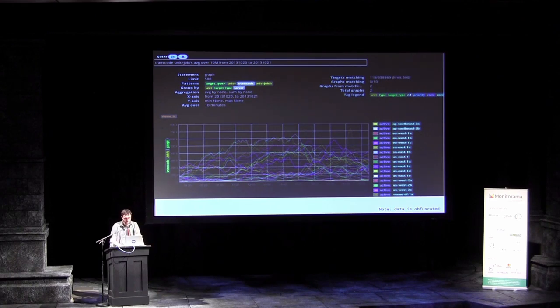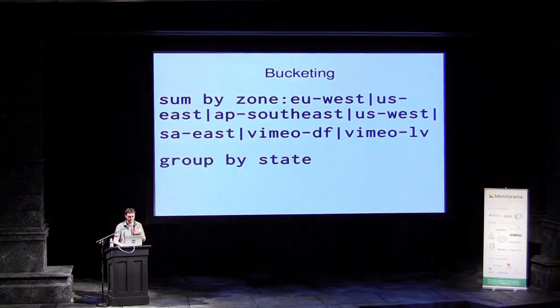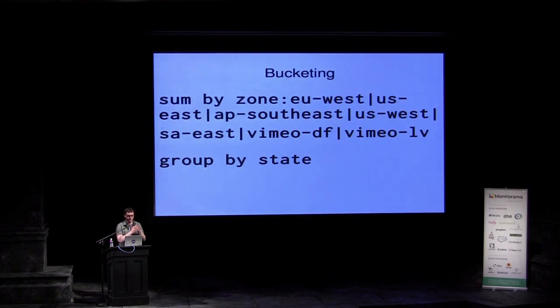And so if we want to make this a little more useful, we could say, okay, I actually want to see them by region, not by zone. So let's group the zones together. We're going to sum them together, but in buckets, saying all the zones matching EU West together, all the ones matching US East together, and so on. And we're going to group by state in this example.